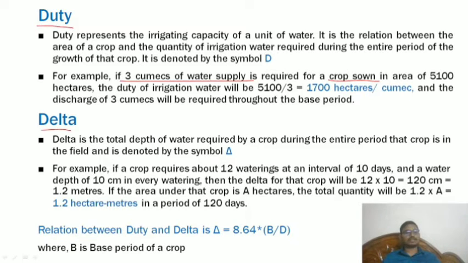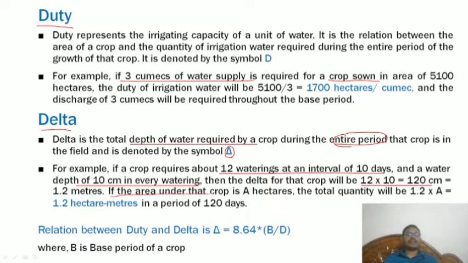And delta is the total depth of water required by the crop during the entire period that the crop is in the field, and it is denoted by the symbol delta. Here also, for example, if a crop requires about 12 waterings at an interval of 10 days, and the water depth is 10 centimeters in every watering, then the delta for that crop will be 12 into 10, that is 120 centimeters, that is 1.2 meters.